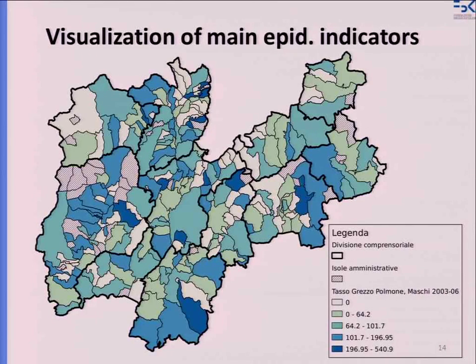Here we see a map, which is the one that we had on the cover, or on the first slide, where you see lung cancer mapped at the municipality level between 2003 and 2006, only on males.